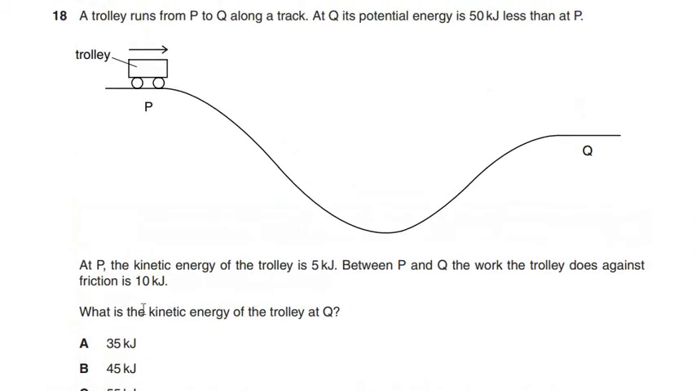Alright, let's move to 18. A lot of students face this problem. They come across this and they get stuck at this. It's a pretty common repeat also. So pay attention to this one. A trolley runs from P to Q along a track. Q has a potential energy of 50 kilojoules less than P.